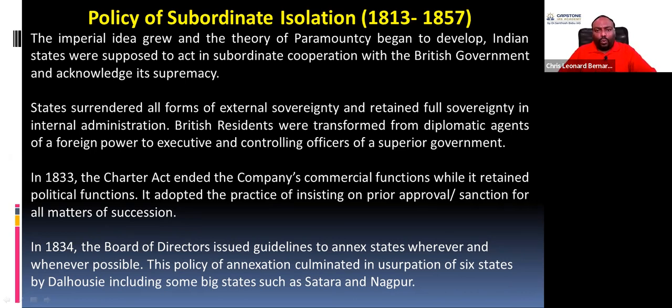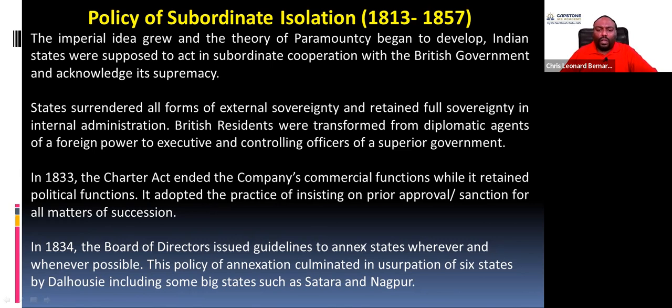So now native rulers do not even have the right to name a successor. He had to take approval and sanction. If not, his successor cannot claim any territorial claim. So in 1834, after the 1833 Charter Act, the Board of Directors met in England.